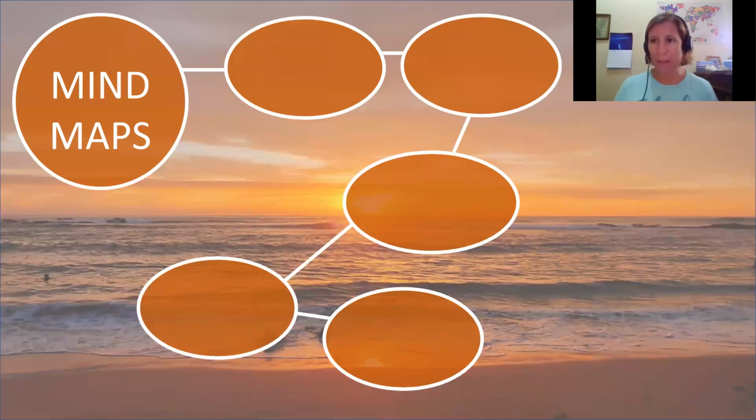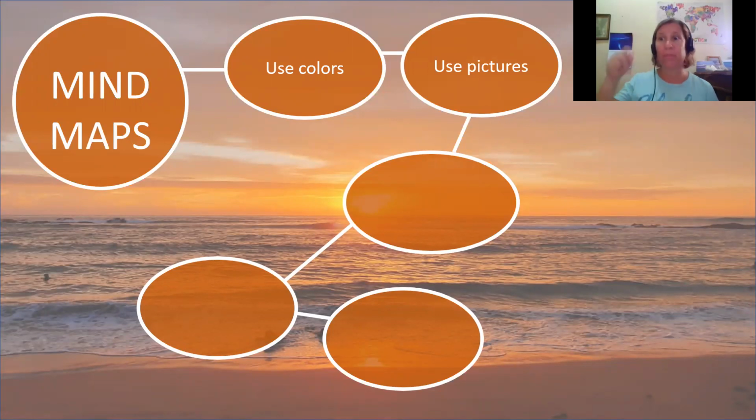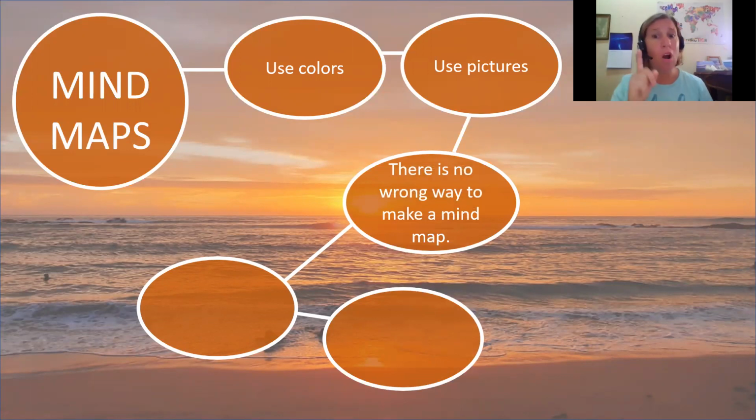Okay, so when you make a mind map, remember, use colors. Find different color markers, pens, colored pencils, right? Colors help you remember things more, right? They help categorize things. Use pictures. Again, pictures help things stay in your memory, right? You're putting words to images and you're getting more retention sometimes. There's no wrong way to make a mind map. So if you don't use pictures, you're not wrong. If you don't use colors, that's okay.